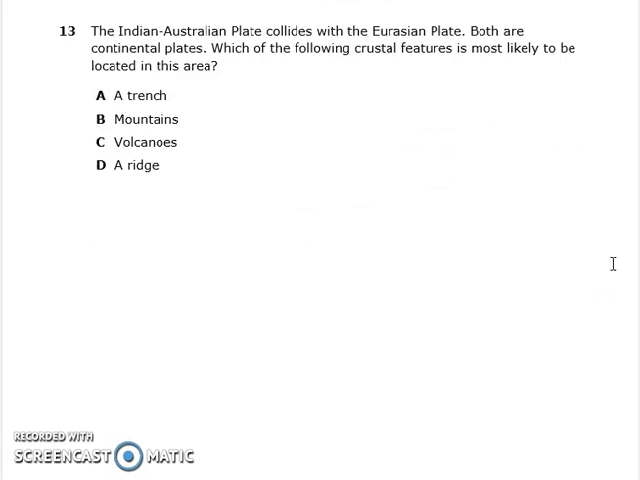Number 13. The Indian-Australian plate collides with the Eurasian plate. Both are continental plates. Which of the following crustal features is most likely to be located in this area? A, a trench. B, mountains. C, volcanoes. D, ridge.